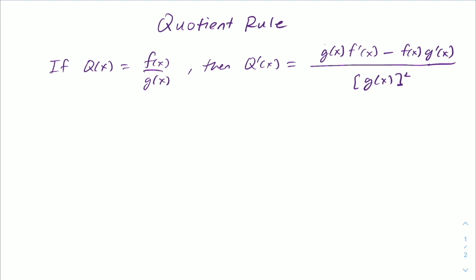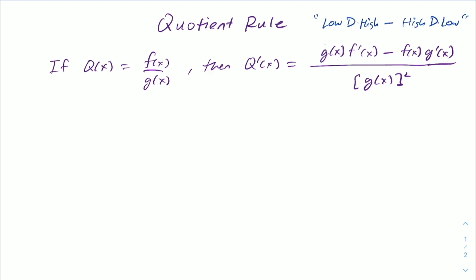And one way that I remember the numerator of this, which is sometimes hard to remember, is it's low d high minus high d low. Low is g and high is f, so low derivative of high minus high derivative of low.